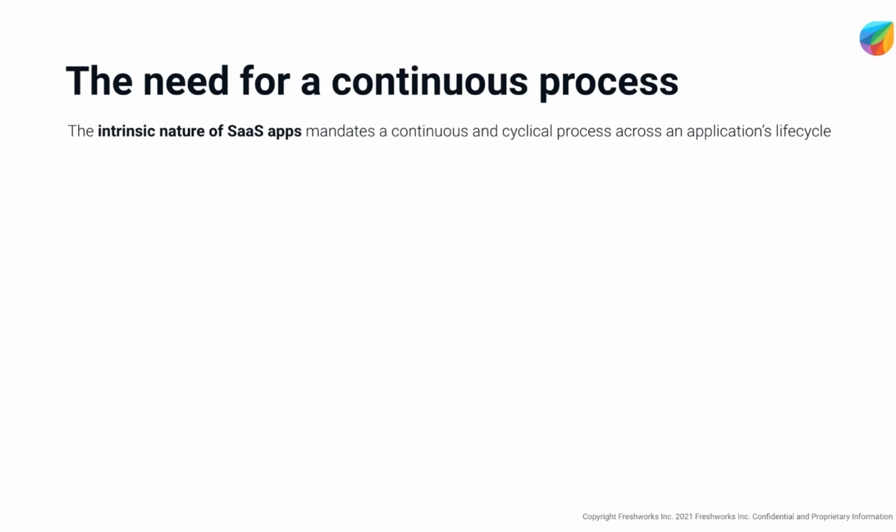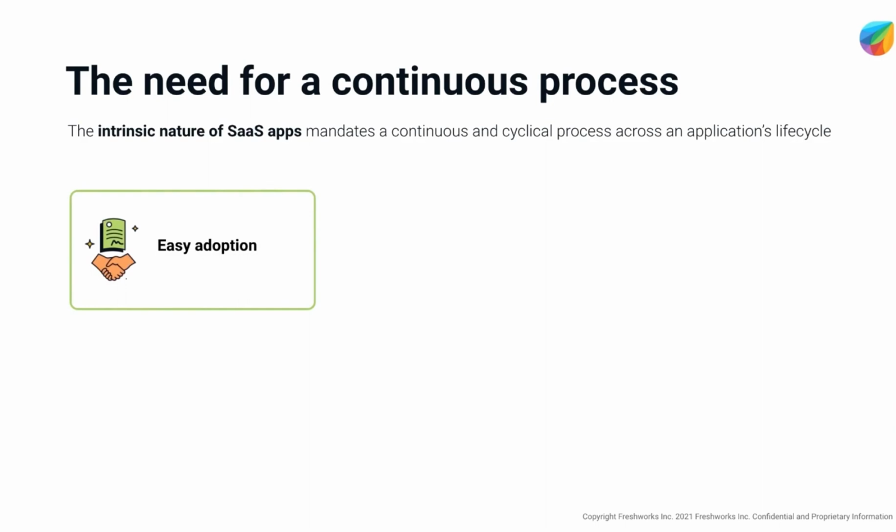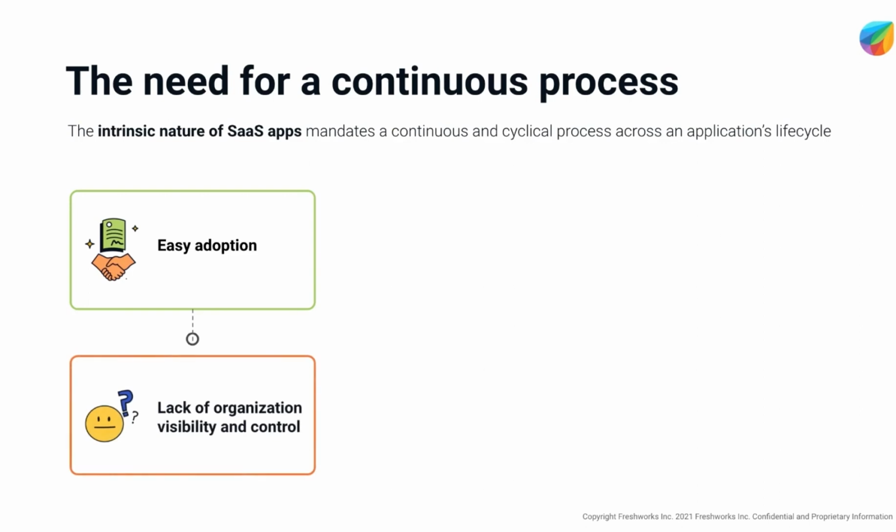So why is there this need for a continuous process? There are some intrinsic features of SaaS applications which mandate this need for a continuous and cyclical process. The first one being easy adoption. Today, employees can seamlessly adopt any application of their choice based on their business needs. They can simply swipe a card and they do not really have to go via the IT teams to adopt a solution. This means that you as an IT team are going to lack the organizational visibility and control over what kind of adoption is happening in terms of SaaS applications.